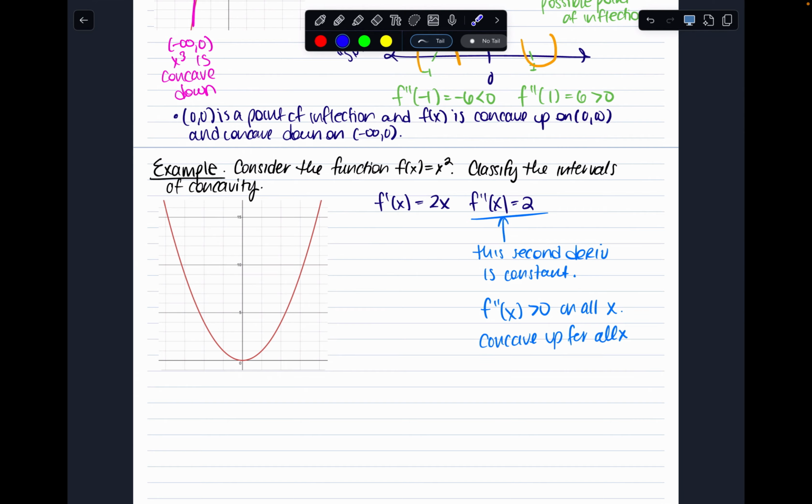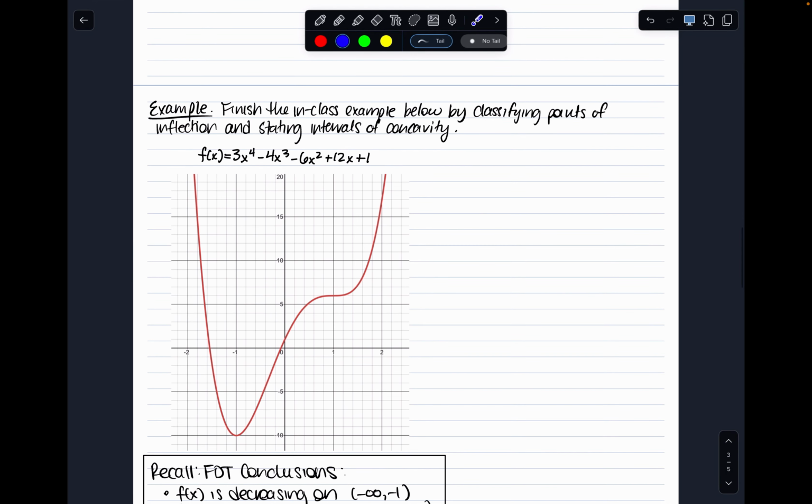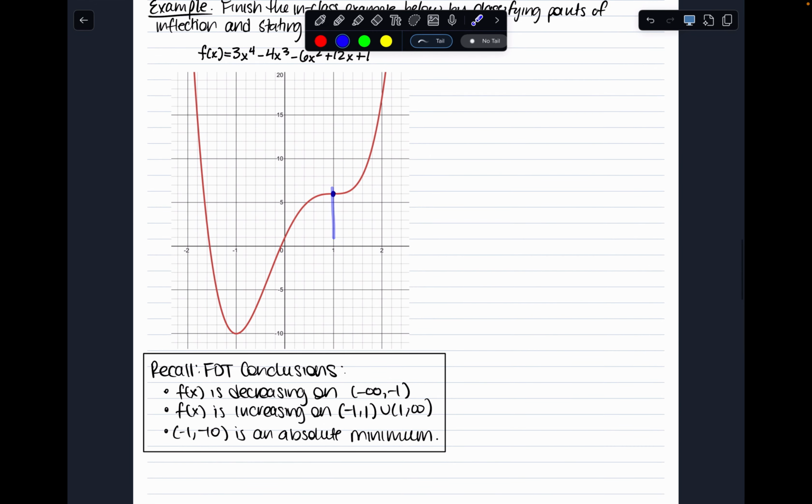So let's go back to the example that we did in class. Let's finish this example by classifying the points of inflection. And now based on what we just did, you can see that point 1 is a point of inflection. This is inflected downward. I don't know if that's a word or not, but this is concave down and this is concave up.